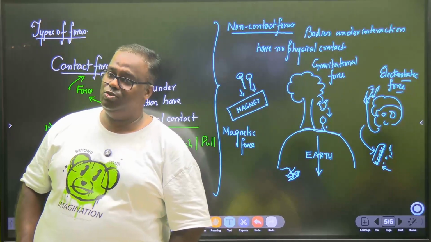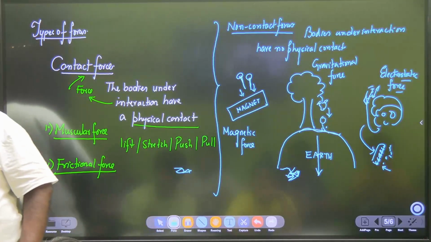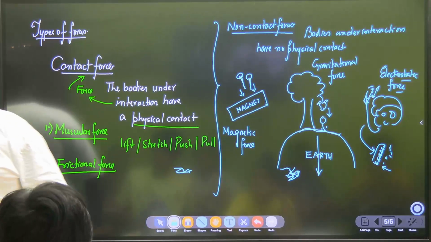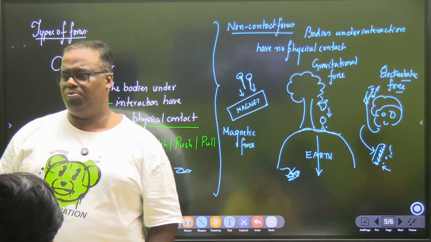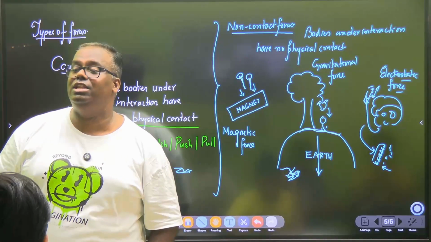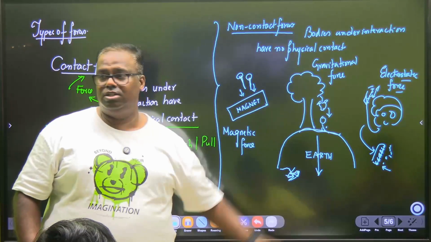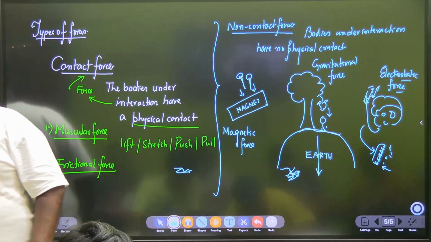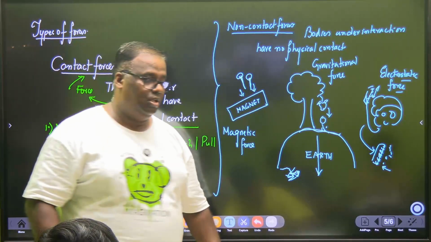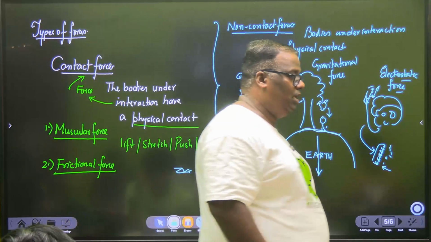Every body in this universe pulls every other body. You are also pulling someone. Right now you're pulling me, I am pulling you, you're pulling her, she's pulling you. Everything is pulling, but that pull is negligible because our mass is very, very less. So write down: force exerted on a body due to the presence of a gravitational field. If there is a gravitational field, then you will feel this force.